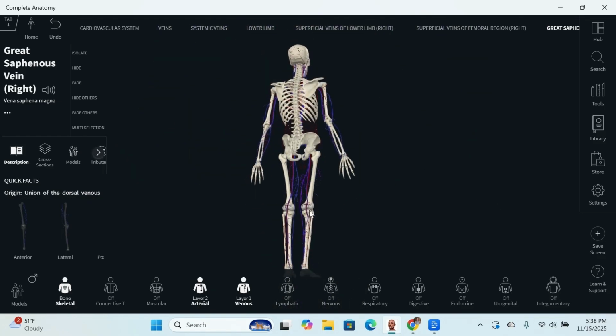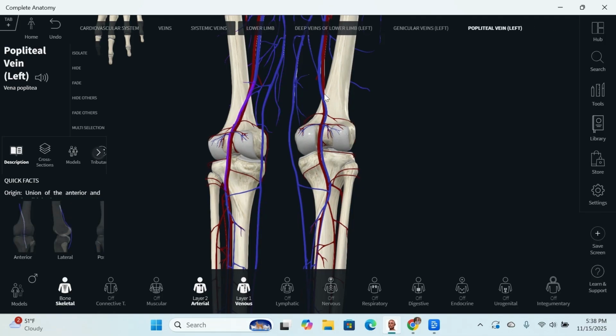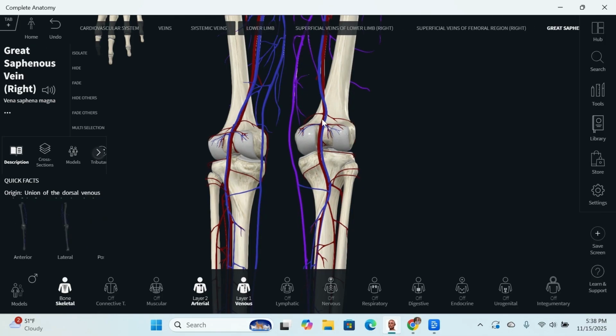Okay, let's see. Is there a tibial vein? Let's see. Oh, we do have tibial veins. The saphenous one is the one that's kind of going up. You see people with varicose veins in this area, and it's usually the saphenous one that comes up here, going right up the middle of the legs. That's the one you really need to look out for with deep vein thrombosis.